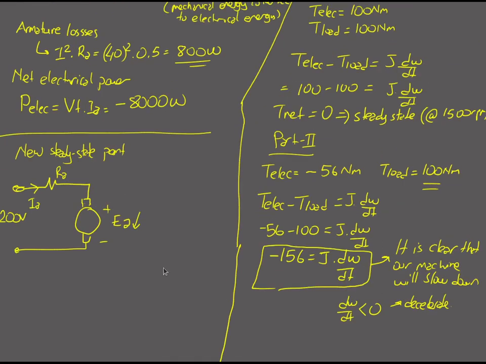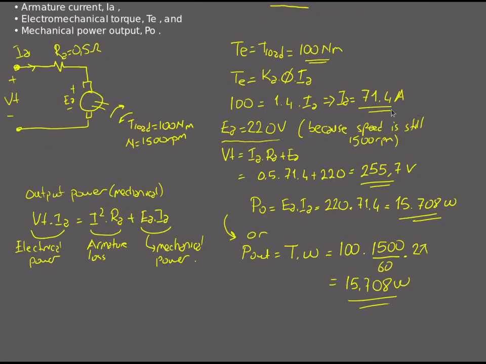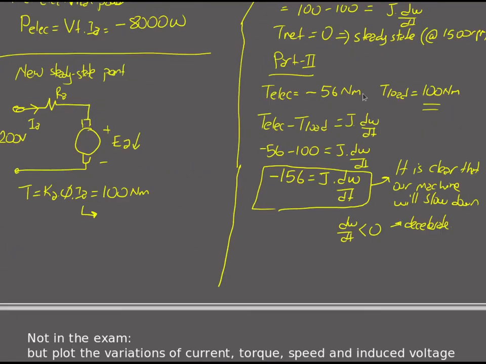I know from the previous example, I can write T is equal to Ka times Ia, and this is 100 Newton meter. In order to have that, we already calculated here, and the other things didn't change, the armature current as 71.4 amps. So Ia should be 71.4 amps. So I can calculate the new value. Ea is equal to 200 volts minus Ra times Ia. You can write those values and find Ea as 164.2 volts. So that will be our new steady state point.